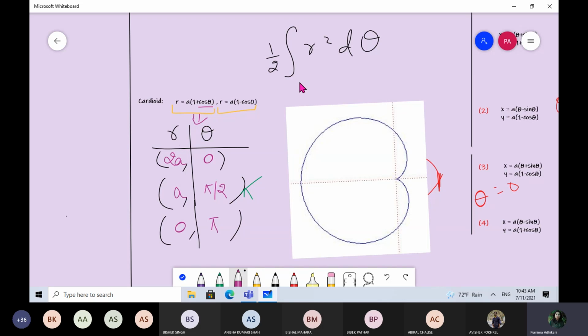Now yes, we have to decide. R has already decided; your cardioid is r equals a(1 + cos theta) and another. It is given in your question which cardioid you have to find the area for.